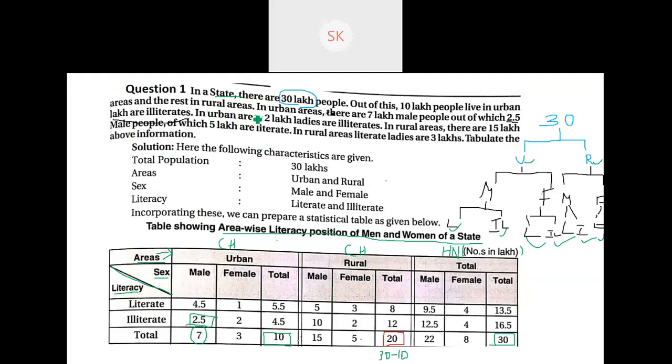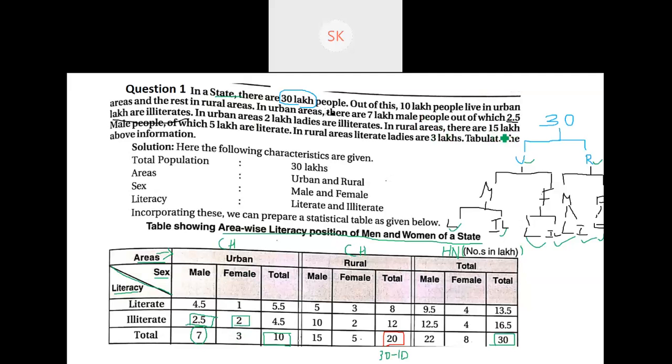Next, in urban areas, 2 lakh ladies are illiterate. Again, in urban areas, female, 2 lakh ladies are illiterate. So we wrote that also. Next, coming to rural areas.